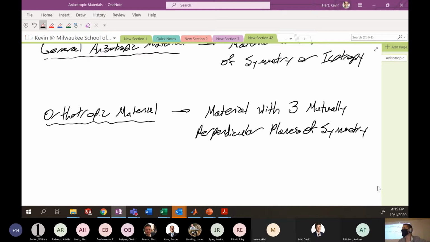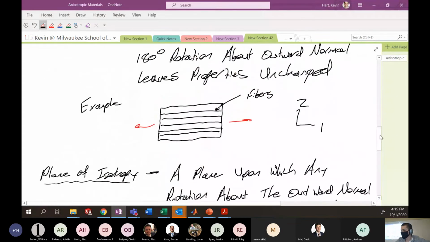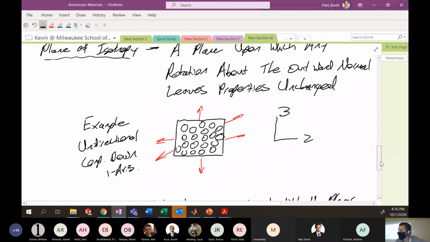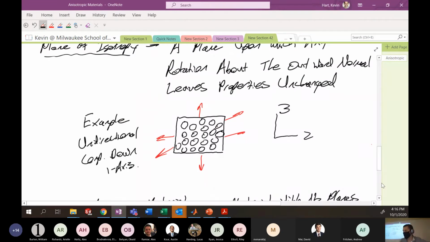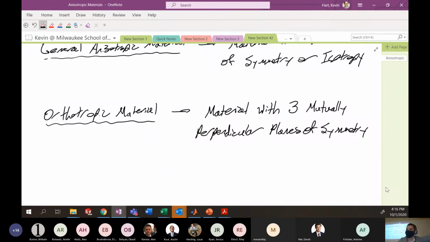A unidirectional composite would count. If we went back up here, here's the 1-2 plane. If we rotated 180 degrees about 3, we'd have the same property. If you're looking at the 1-3 plane, it would look exactly like this. Rotation about 2, 180 degrees, completely unchanged. And if you're looking down the one direction and you rotate this object 180 degrees, you would end up with the same properties. So a unidirectional composite counts.